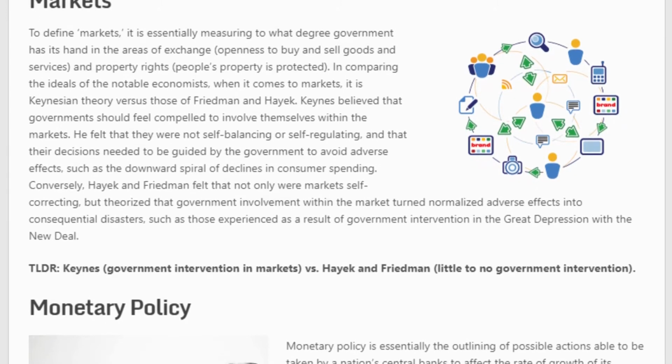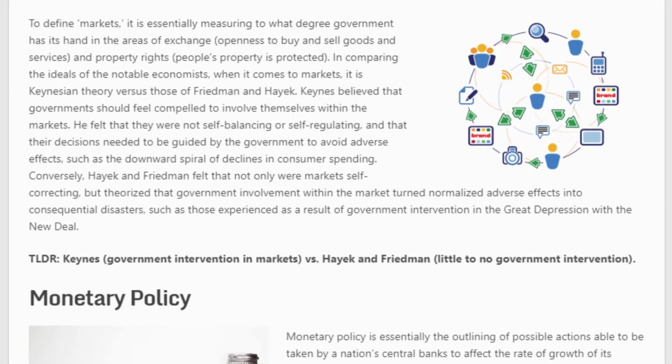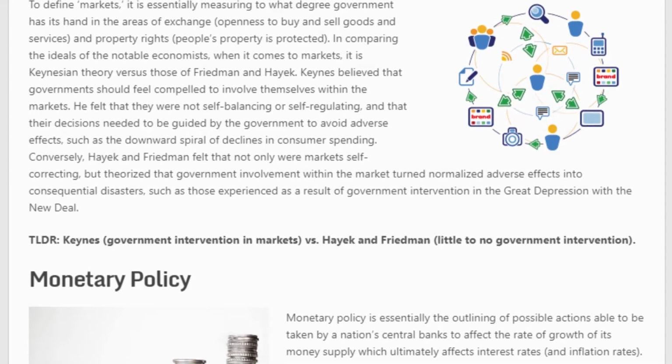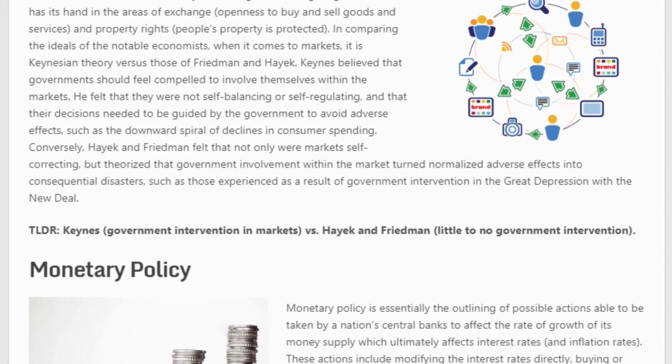In short, Keynes was all for government intervention in the markets, versus Hayek and Friedman, who wanted little to no government intervention whatsoever.